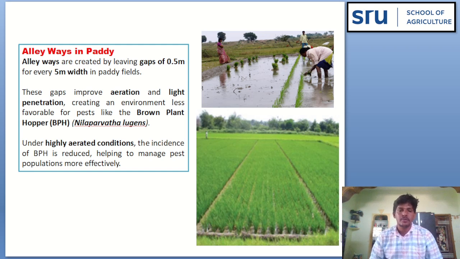What is the use of these alleys? These gaps improve aeration and light penetration, creating an environment less favorable for insect pest attack. Like, brown plant hopper is very well managed by creating alleys in the paddy.